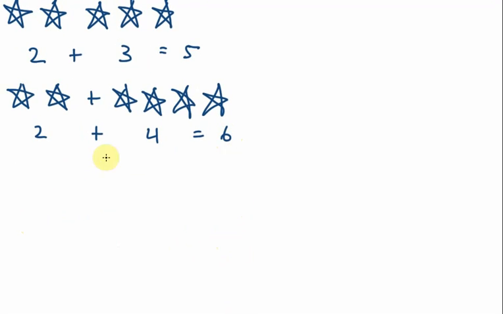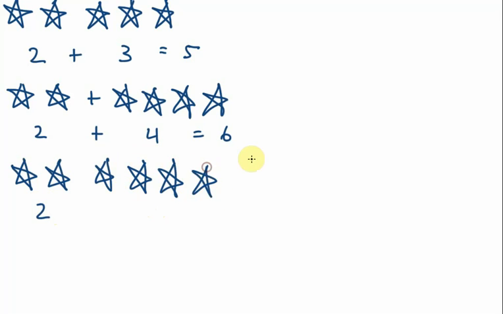Now let's add 2 to 5 stars. So if we have 2 to begin with, and then we have another 5 stars, let's count them. 1, 2, 3, 4, 5. So we have 2 stars plus 5 stars. How many stars do we have now? 1, 2, 3, 4, 5, 6, 7. So 2 plus 5 equals 7.